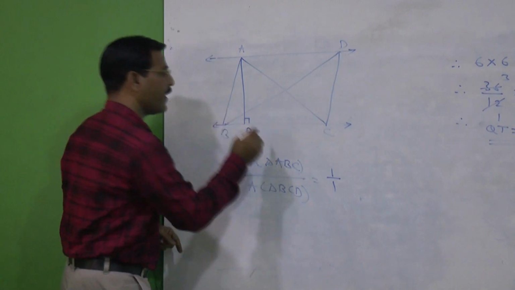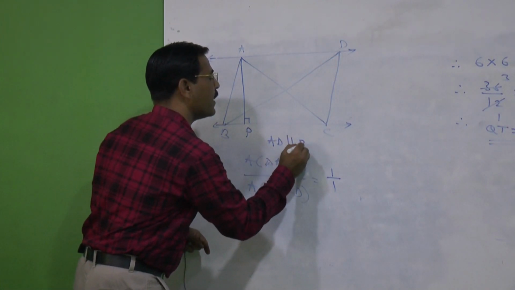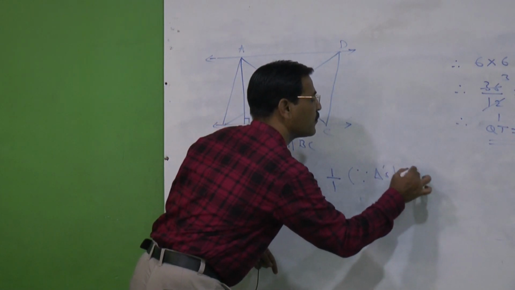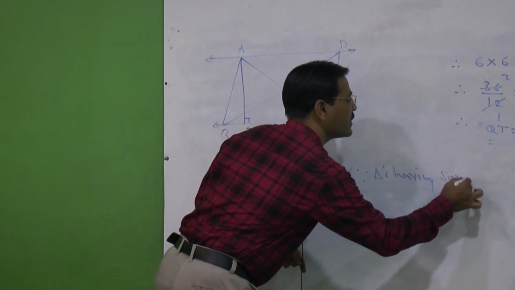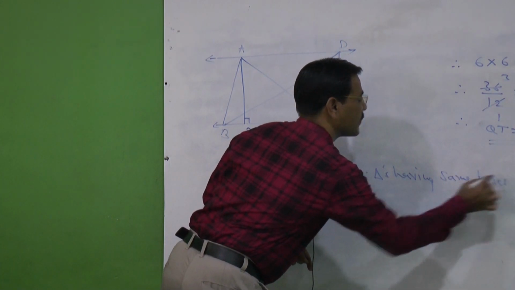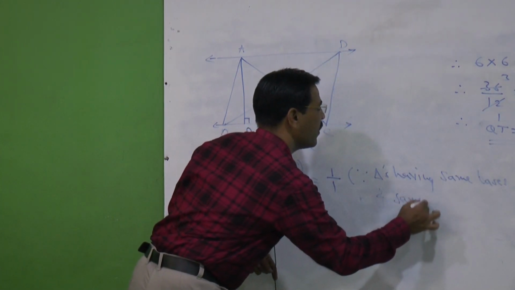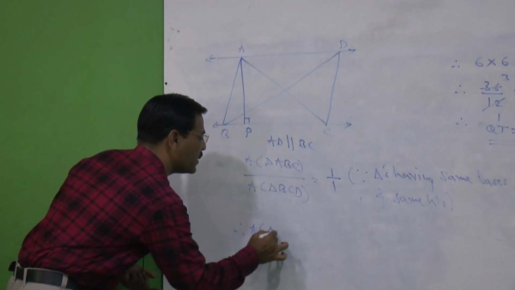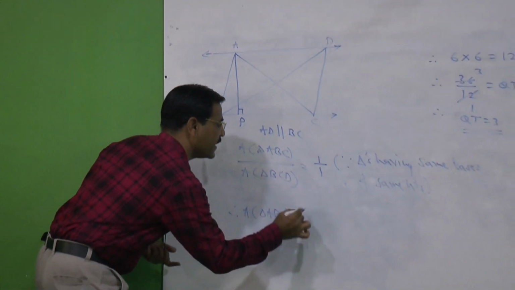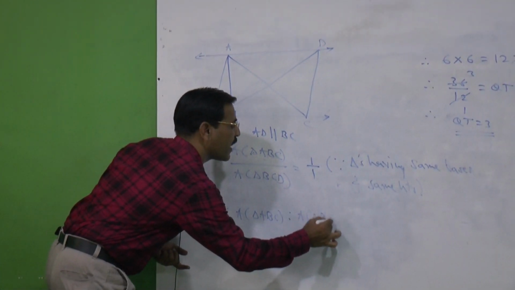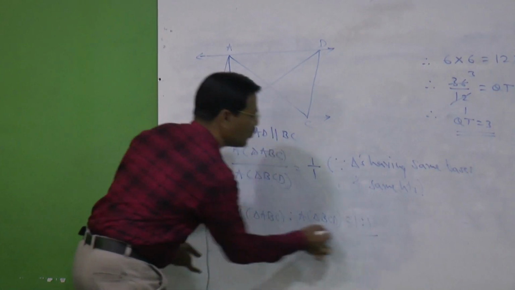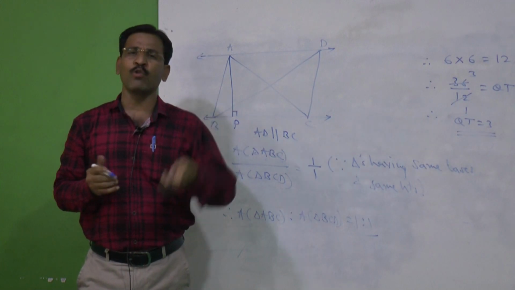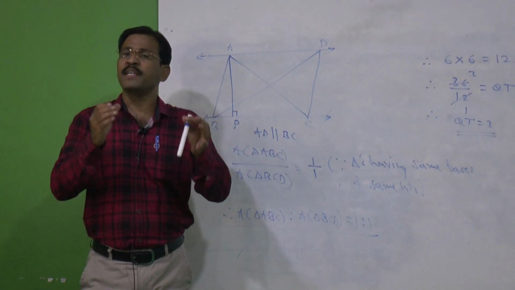But before that, we have to mention here AD is parallel to BC, and because of that, triangles having same bases and same heights. Okay, so straightaway, in this form, we can write 1:1. Understand friends? Just one more example remains, and that one also we can see very easily.